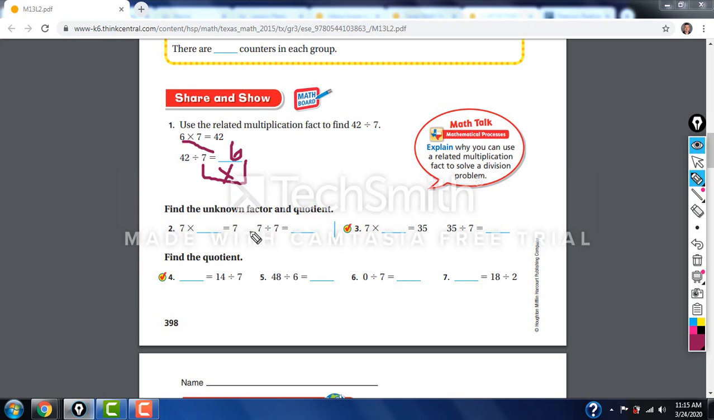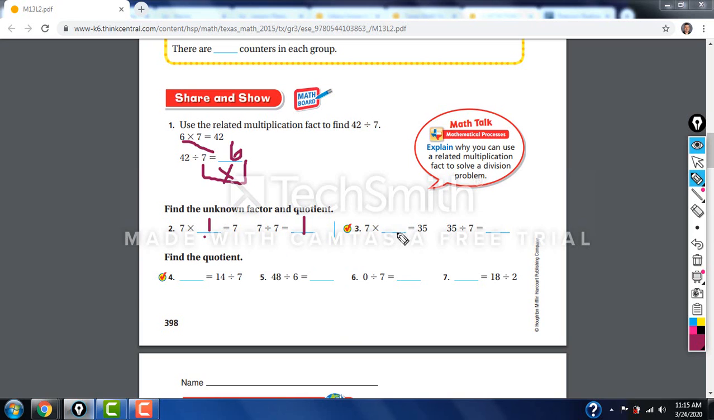So we're going to do the same here. Find the unknown factor and quotient. So this is your factor here, and this is your quotient here. So 7 times what equals 7? That's a missing factor, so your missing factor there is 1. 7 divided by 7, your missing quotient is 1.